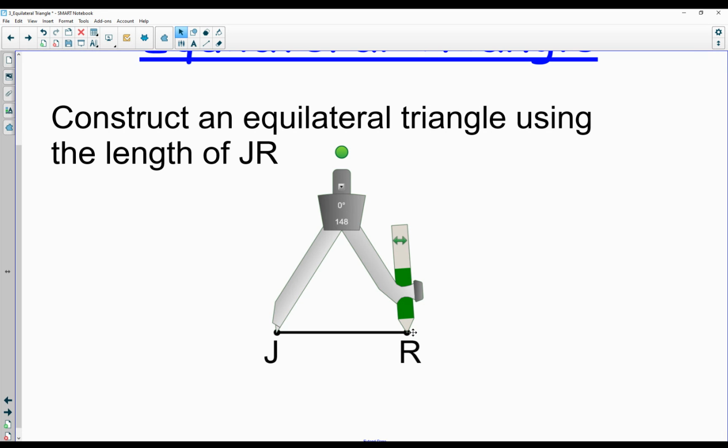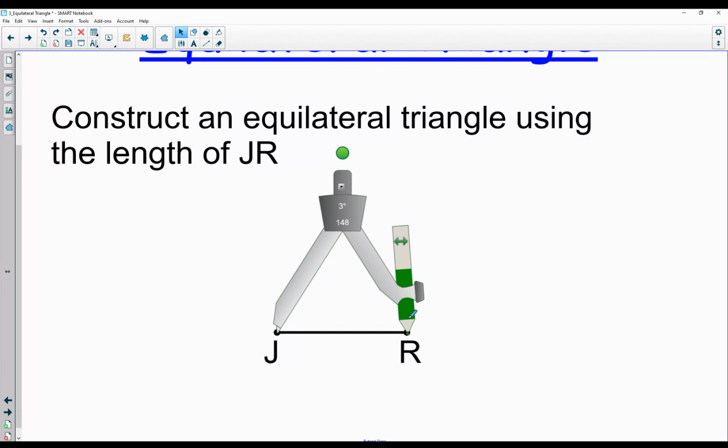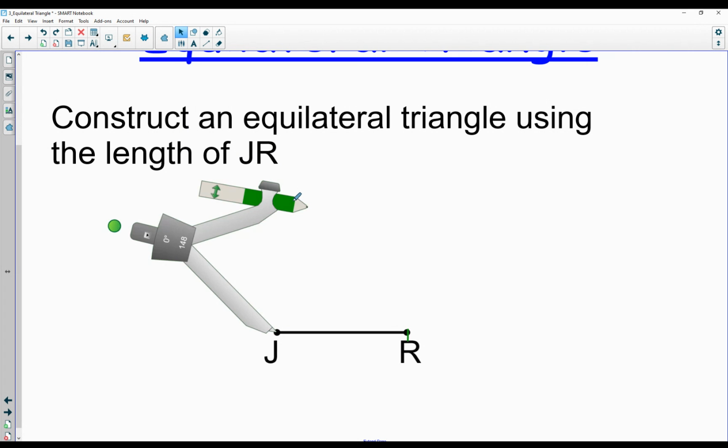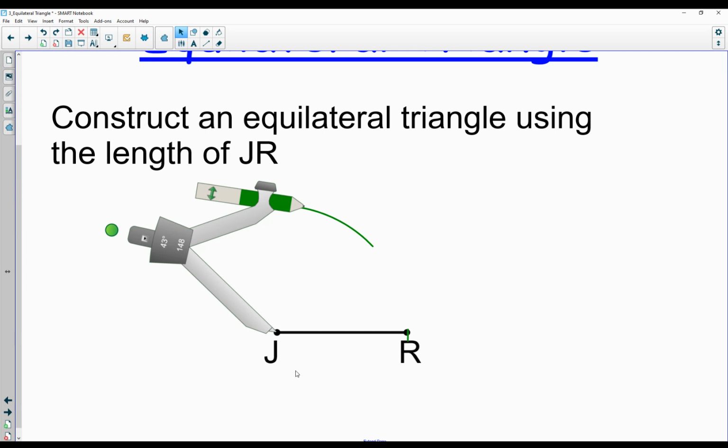To figure that out, I'm going to measure the length of JR. So I'm going to swing my arc to show that I've measured. And my third point, I think, might be up here somewhere. So I'm going to take my compass, and I'm going to swing an arc that's pretty decently big somewhere up here. So I think my third point could be anywhere along this arc to create my equilateral triangle, but I don't know where. I need an intersection in order to create a point.